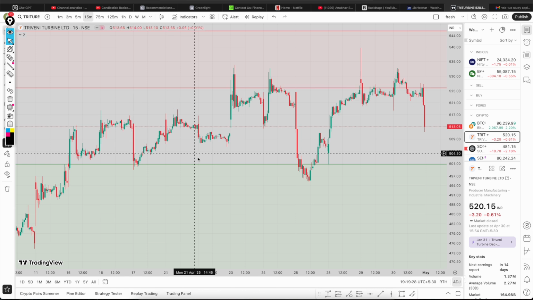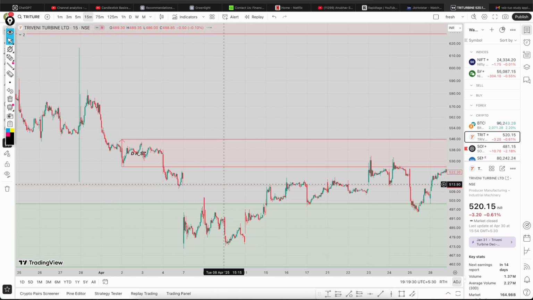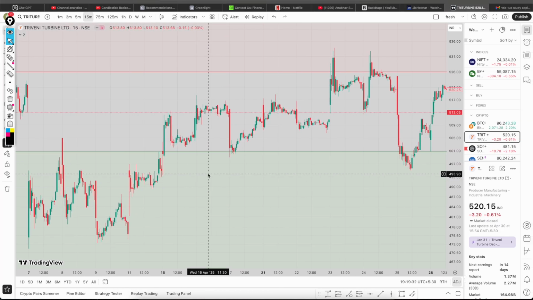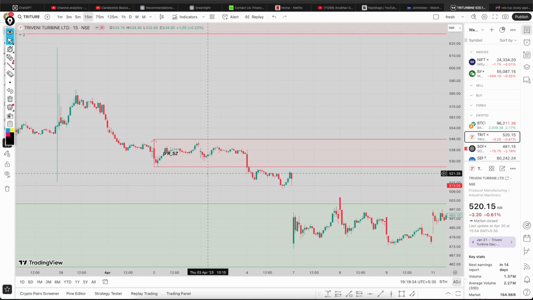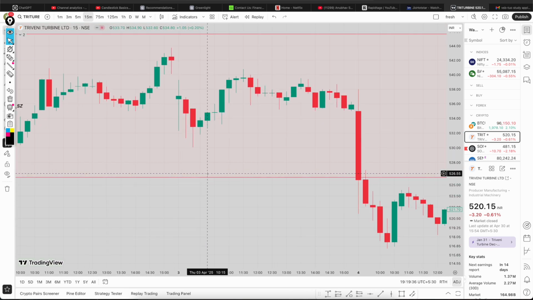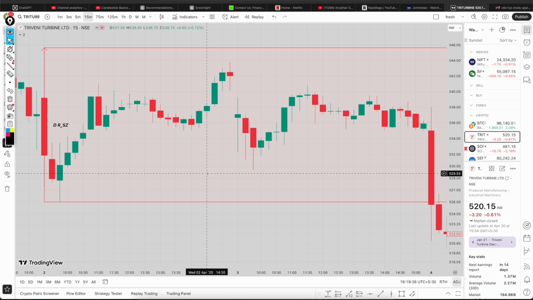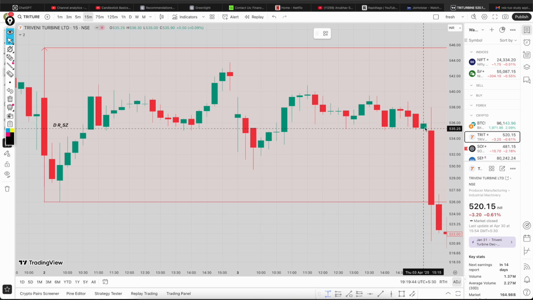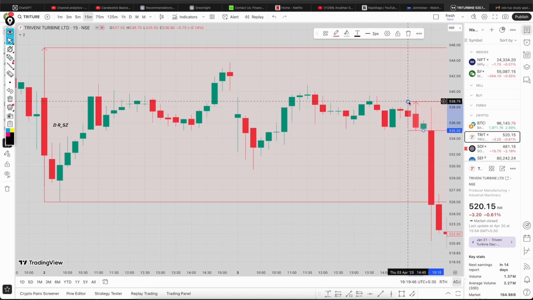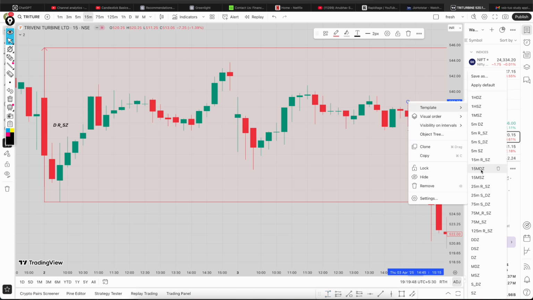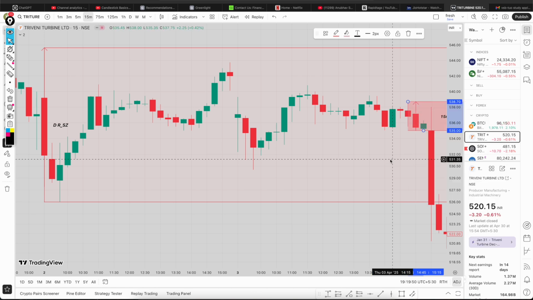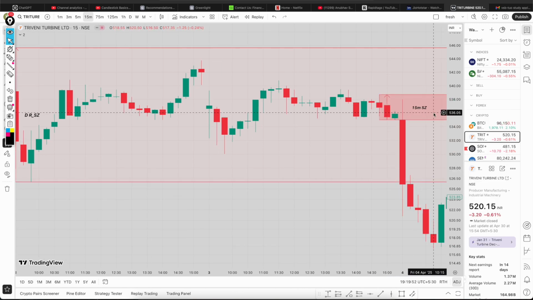But now let's say you have marked these daily zones. Now you will try to find and mark zones in the 15-minute time frame. So let me zoom in. Here we can clearly see a beautiful zone, a rally, then 1, 2, 3, 4 base candles, and so this is my 15-minute supply zone. So 15M is that supply zone.